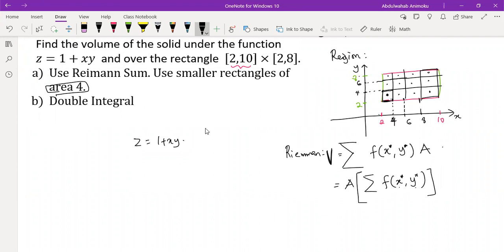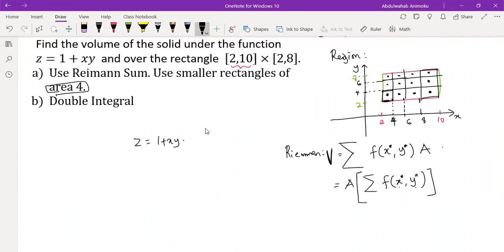And these X and Y points are chosen from inside of this rectangle, which I'm putting as a dot. So we are going to choose the midpoint, the point that is at the middle of each of these rectangles. So this is called the midpoint method. All right, so let's figure out these points.